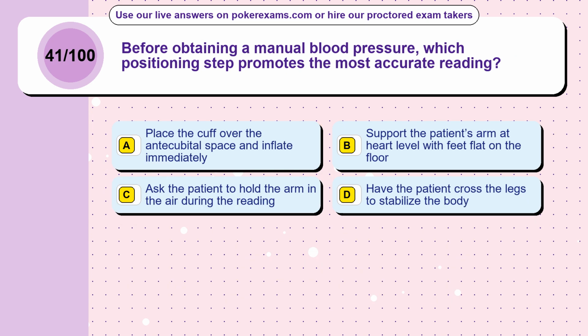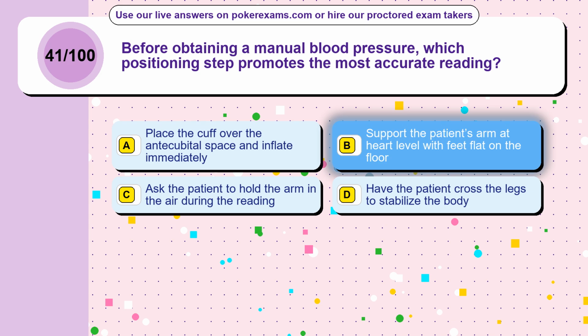Question 41. Before obtaining a manual blood pressure, which positioning step promotes the most accurate reading? Option A. Place the cuff over the antecubital space and inflate immediately. Option B. Support the patient's arm at heart level with feet flat on the floor. Option C. Ask the patient to hold the arm in the air during the reading. Option D. Have the patient cross the legs to stabilize the body.